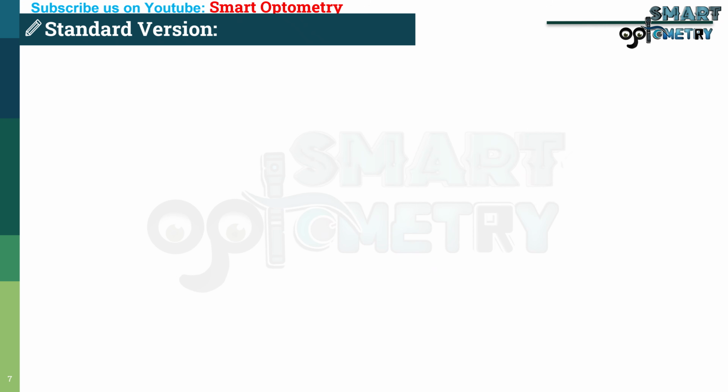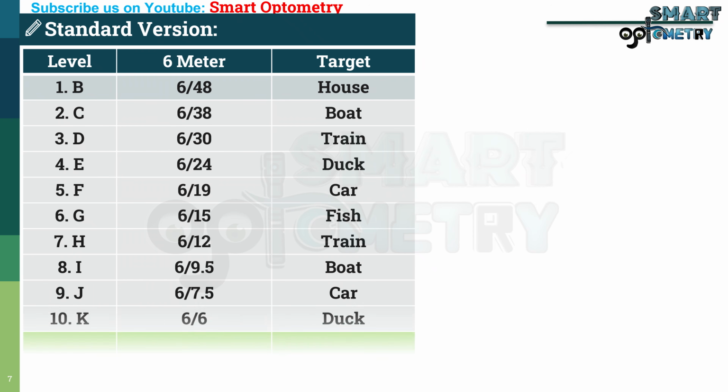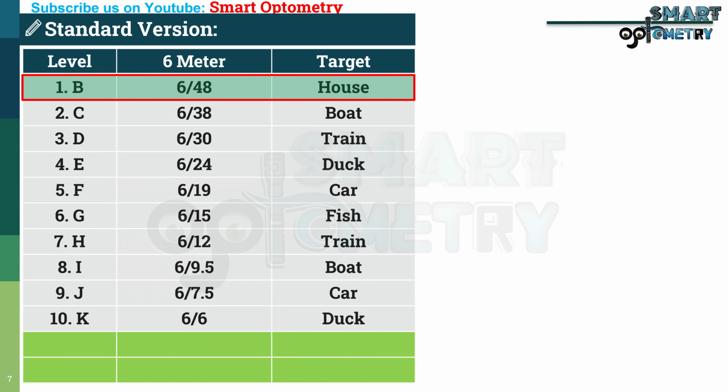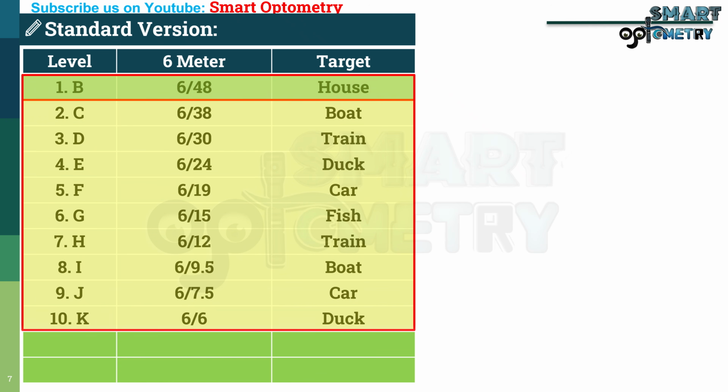Now let's know details about standard Cardiff Acuity cards. In standard Cardiff Acuity card set, they removed the level A from the old version and start from level B, visual acuity 6 by 48. Level B to level K are same as old version, but at last they added two more levels. Level L, visual acuity 6 by 4.8 and target used is house. Another is level M, visual acuity 6 by 3.75 and target used is train.